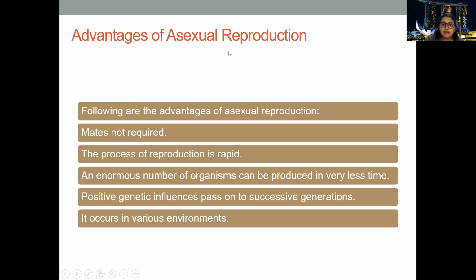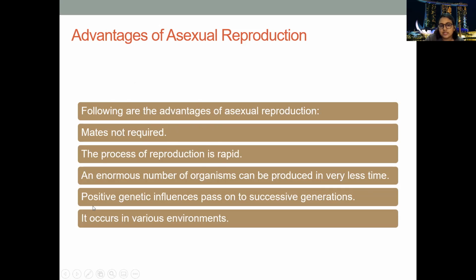Now what are the advantages of asexual reproduction? In asexual reproduction there is no requirement of mates. The process of reproduction is very rapid. An enormous number of organisms can be produced in very little time, because in mitosis, each time the number doubles, so an enormous number of organisms can be obtained.